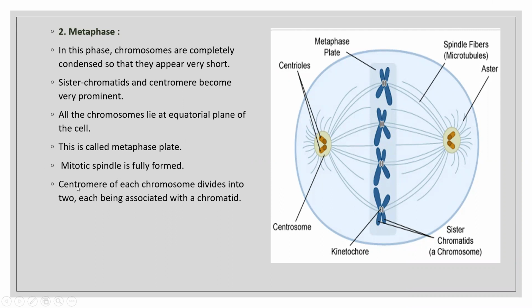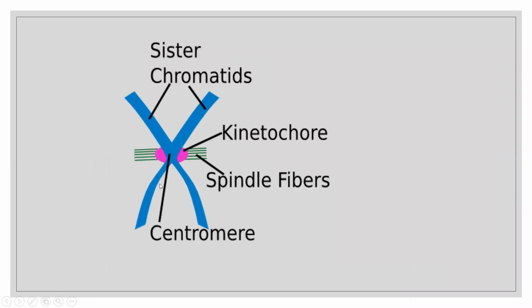Also, what happens? The centromere of each chromosome divides into two, each being associated with a chromatid. You can see the centromere of each chromosome. This centromere divides into two like this, and each part is associated with a chromatid. Each spindle fiber is associated with a chromatid. Here you can see the spindle fibers, and this is the centromere, which divides into two.